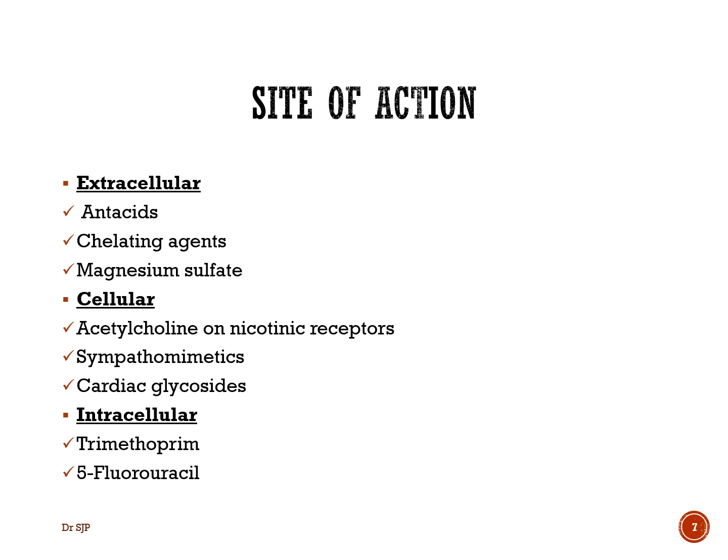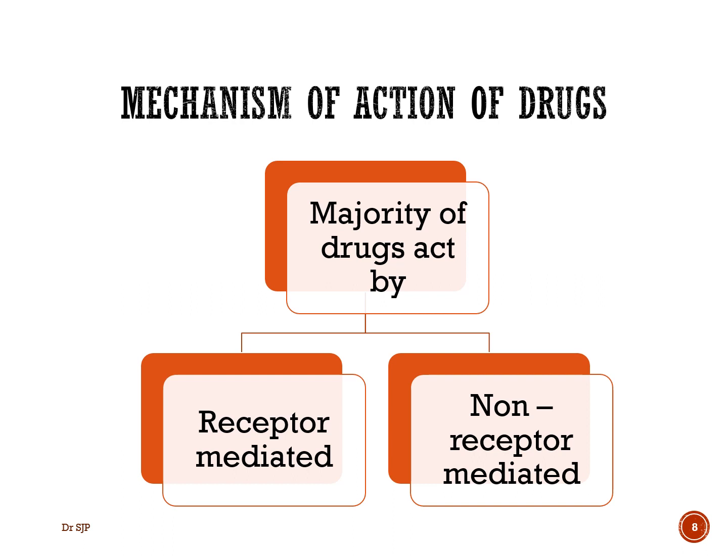Lastly, we have drugs that act on intracellular site, and for this we have a wonderful example of trimethoprim, or you can say sulfa drugs. So what they do is they interfere with the folic acid synthesis, which is an intracellular component, right? And of course, the example of 5-fluorouracil, which is an anti-cancer drug, it gets incorporated into the messenger RNA in the place of uracil.